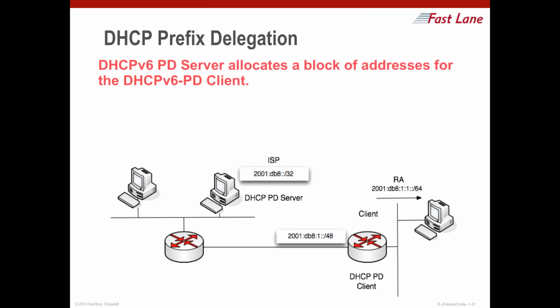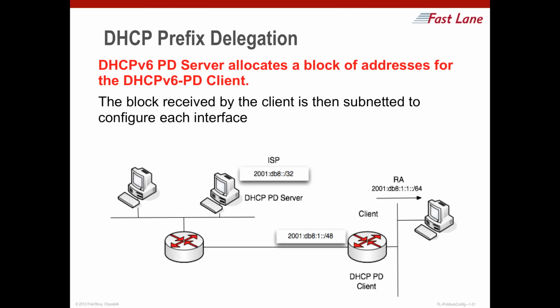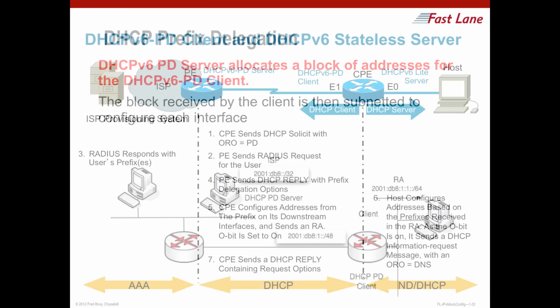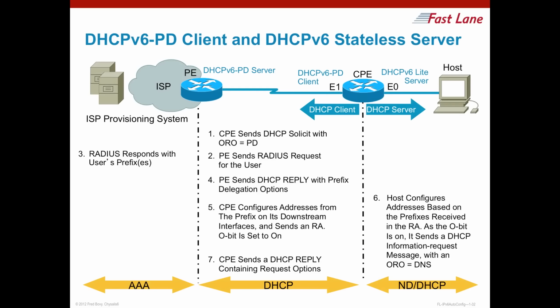Another use of DHCPv6 is prefix delegation. With prefix delegation, DHCP is not used to provide an address, but to provide a block of addresses. And then this block can be subnetted to configure each interface. So it allows the service provider to allocate a block of addresses to a customer, and then it is the responsibility of the customer to subnet this block on many interfaces.